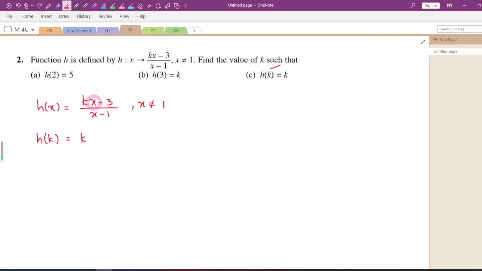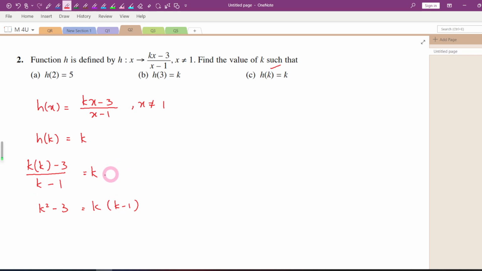If here is k, here will be k, here will be k as well. And this k we just copy. And this I'm going to replace by k because now this is k, right? The rest copy. Same thing here, this is x. When the x is equal to k, I'm going to change this to k as well. Okay, now, so this is k squared minus 3 over k minus 1.